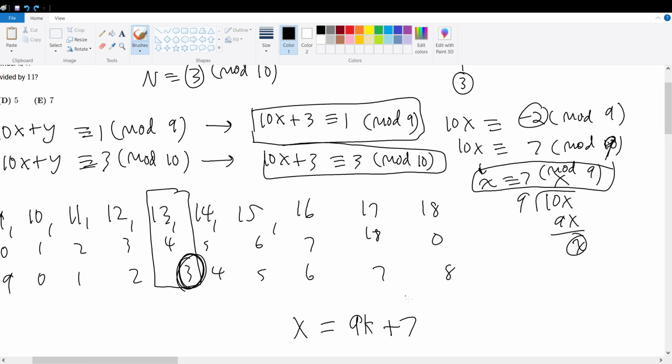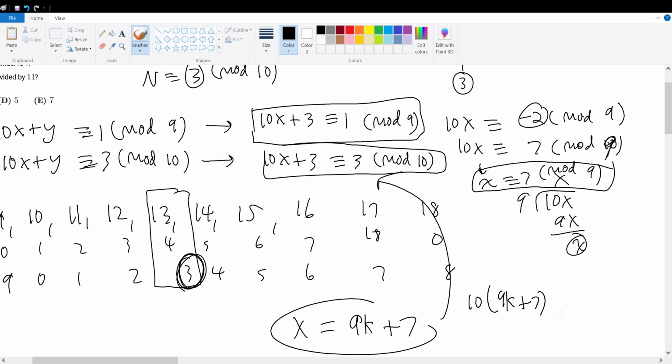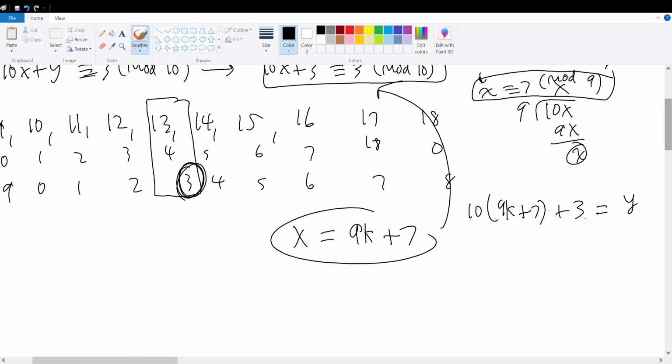But then we have to make sure this works for the second equation. So 10 times 9k plus 7, plus 3, must give some number, let's say y. We have to satisfy both the mod 10 and the mod 9, so we plug x into the mod 10 expression and get this. So y must be equal to 90k plus 73.